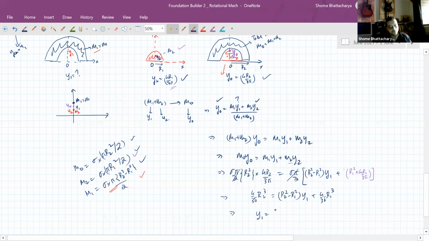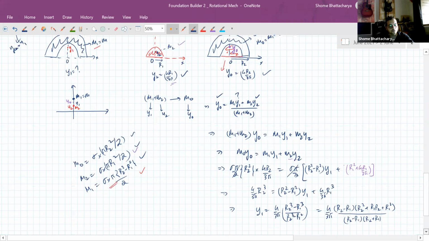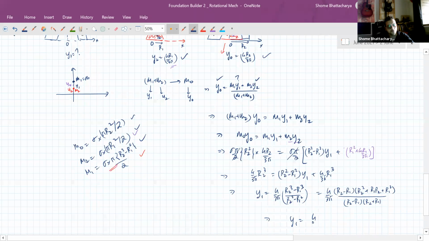So Y1, as you can see, will become 4 by 3 pi R2 cube minus R1 cube divided by R2 square minus R1 square. So you can leave the answer this way also, or you can factorize like done in HC Verma. So R2 minus R1 into R2 square plus R1 R2 plus R1 square divided by, again, R2 minus R1 into R2 plus R1. So if you've written this down, please make sure that you incorporate the correction I've just made.